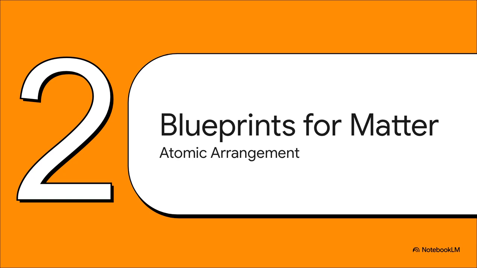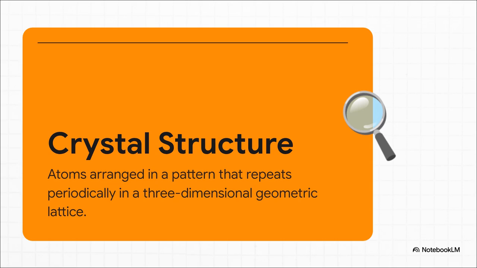All right, so knowing the bonds, that's step one. But step two is figuring out how billions, and I mean billions, of these bonded atoms actually arrange themselves into a bigger structure. And that's where the crystal structure comes in. Just think of it like the material's architectural blueprint. It's this one little pattern that gets copied over and over and over again. And, just like with Legos, the specific way those atoms stack, that has a huge effect on the final product.